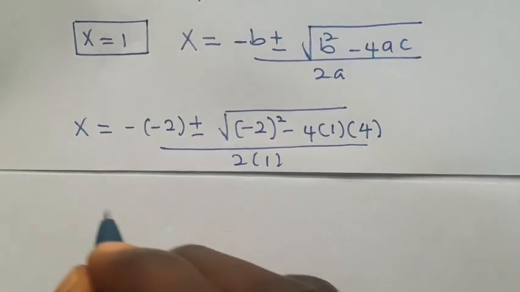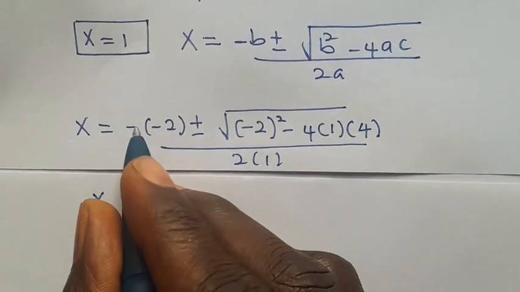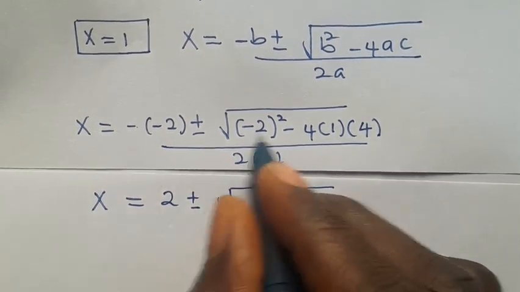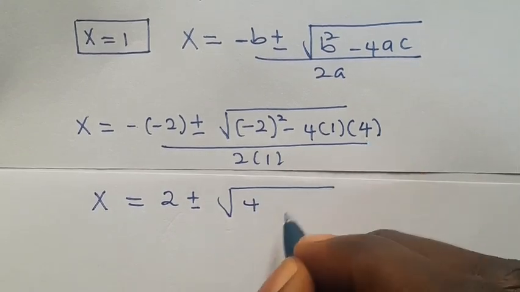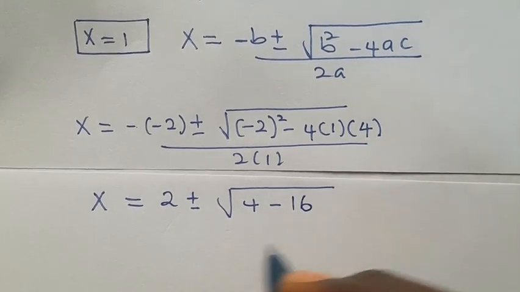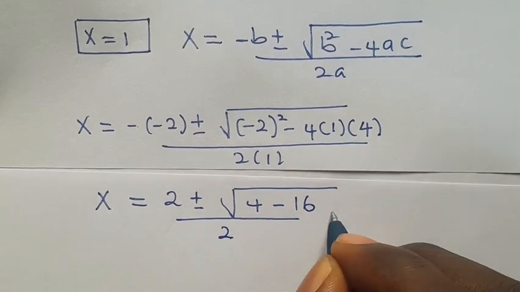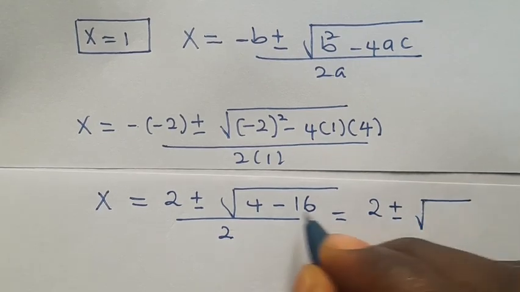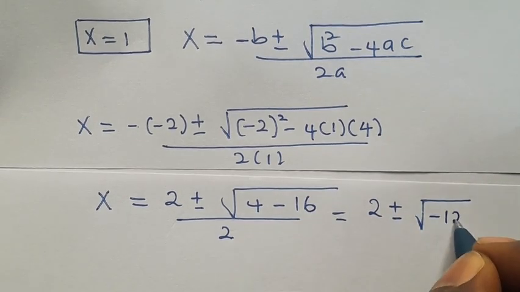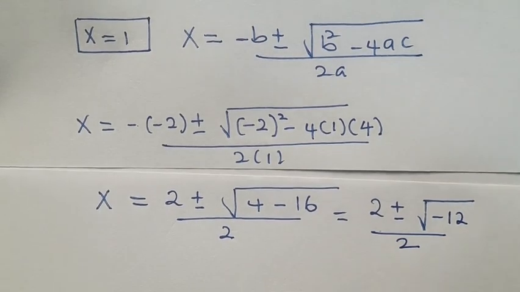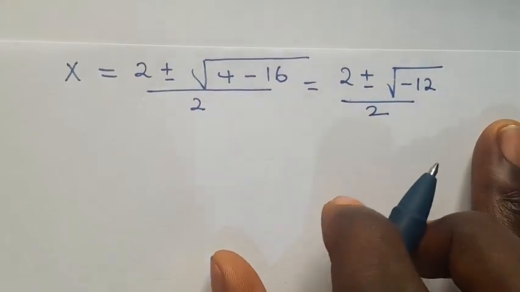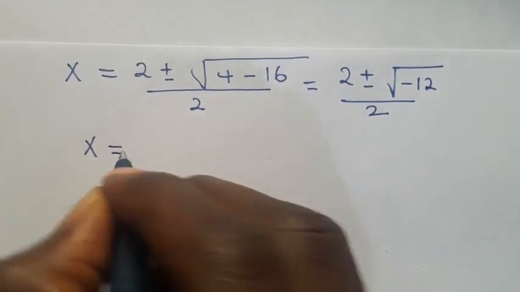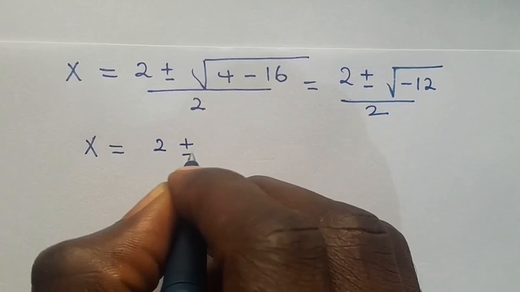So from here we have x equals, minus times minus 2, positive or negative, root of this will be 4, this times this will be minus 16, divided by 2. Then this will be equal to positive or negative, root of 4 minus 16 will give us minus 12, divided by 2.